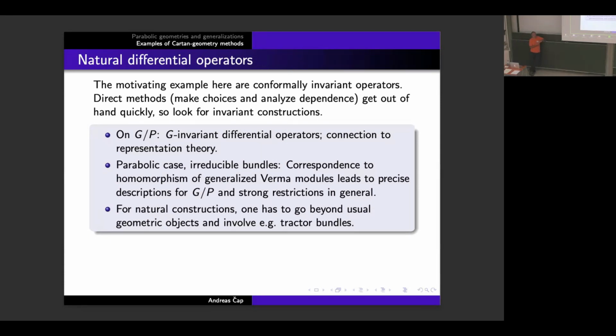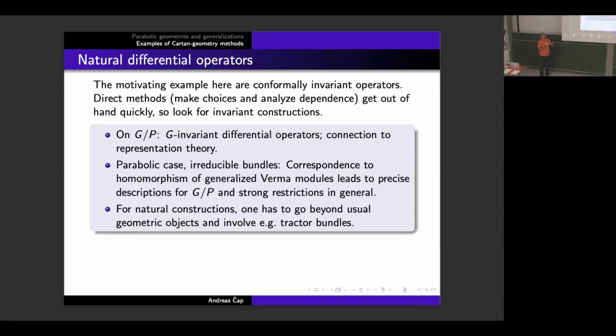You mean whether you really have a group G or just a Lie algebra g? Nothing. Oh yeah, I mean it's very easy.